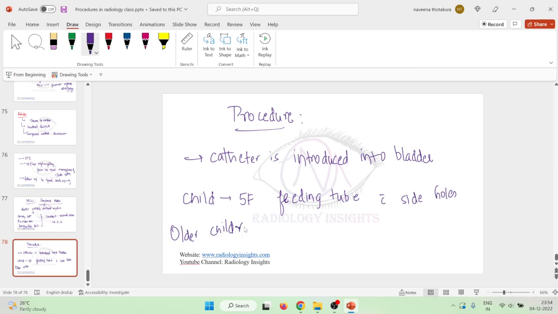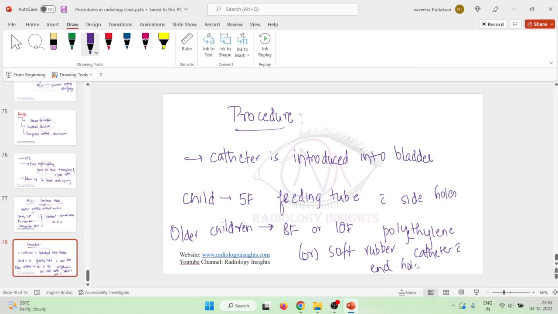In older children, instead of a urinary catheter we can also use a Ral's tube, or 8F or 10F polyethylene or soft rubber catheters. These soft rubber catheters can be used with end holes. These are introduced into the bladder.